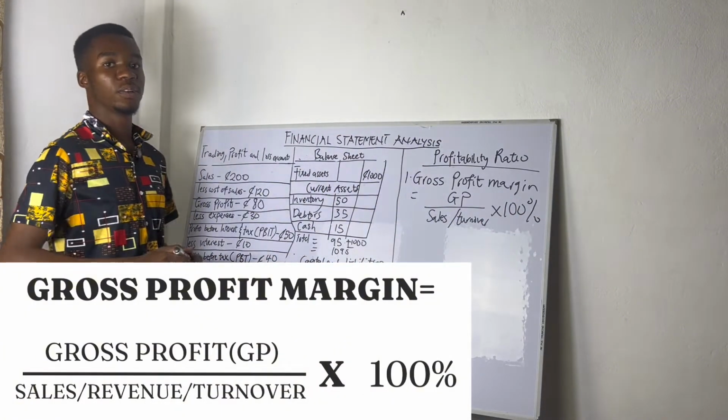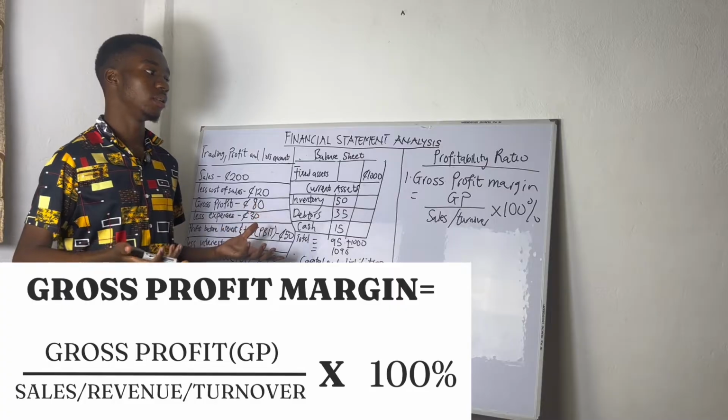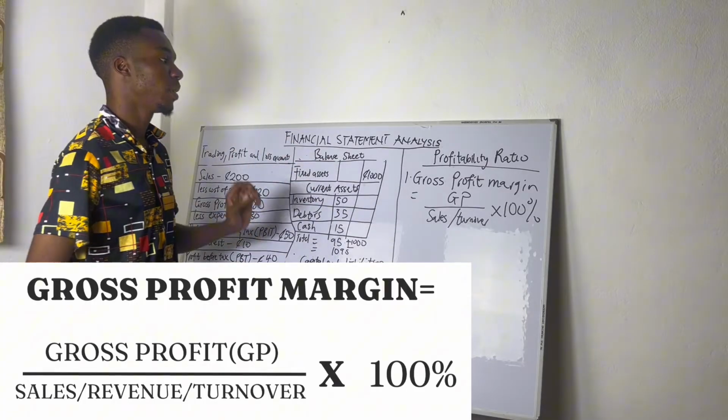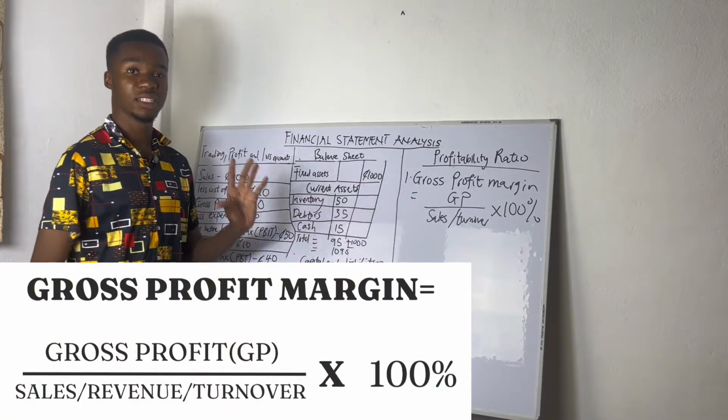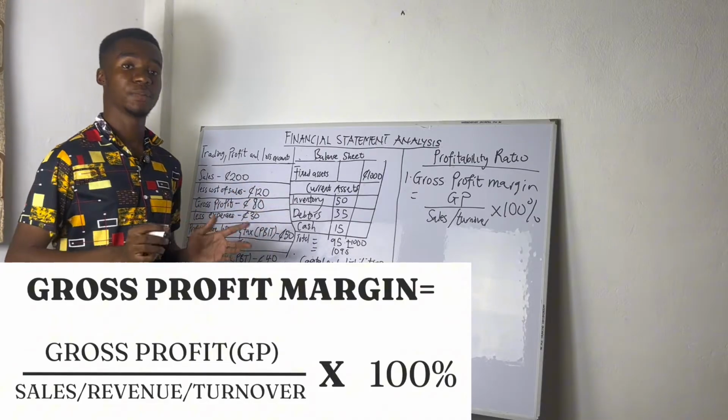And guys, please take notes of the formulas. You have to choose them so that you understand it very well. So the gross profit margin, the formula is the gross profit over the sales or the turnover times 100%.